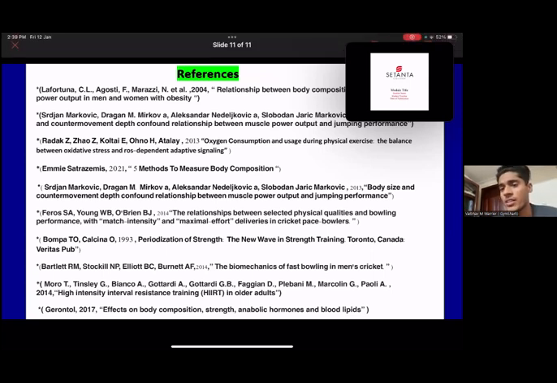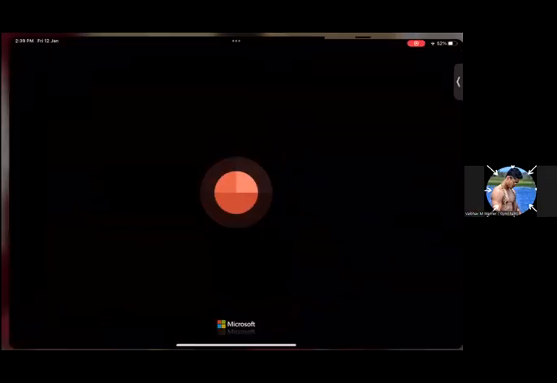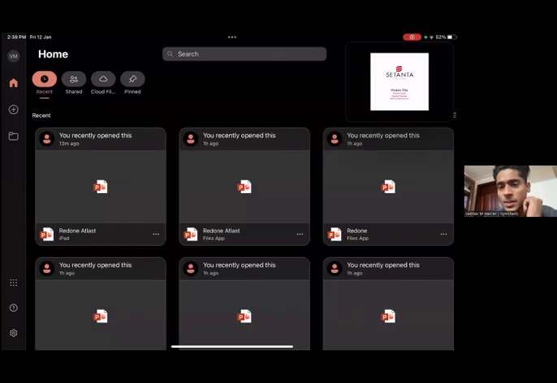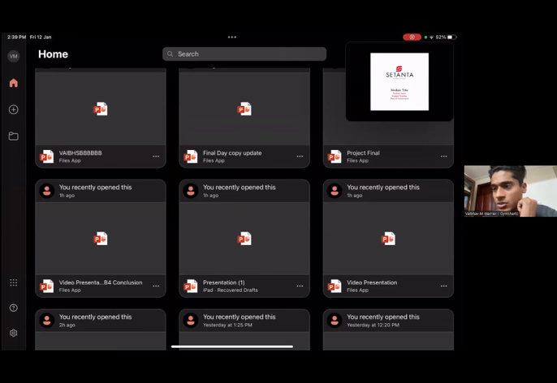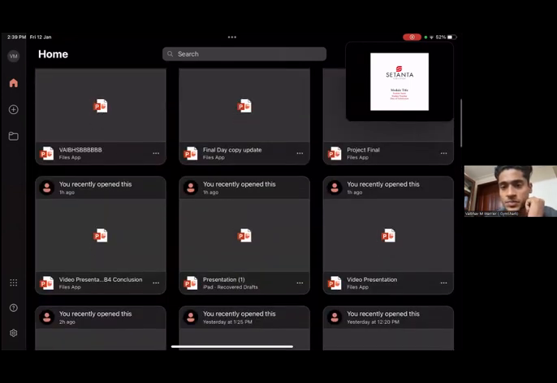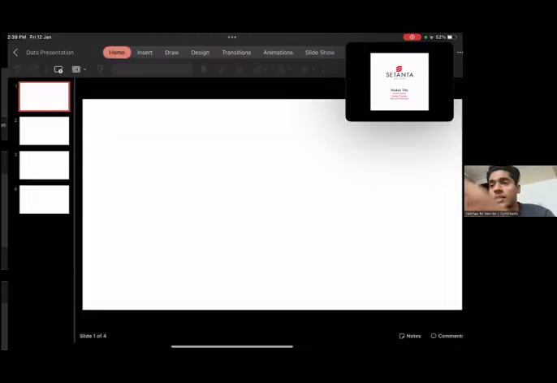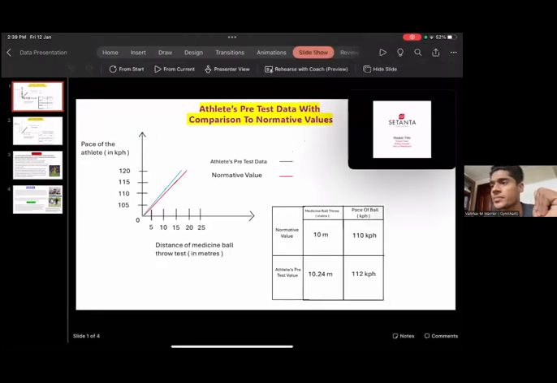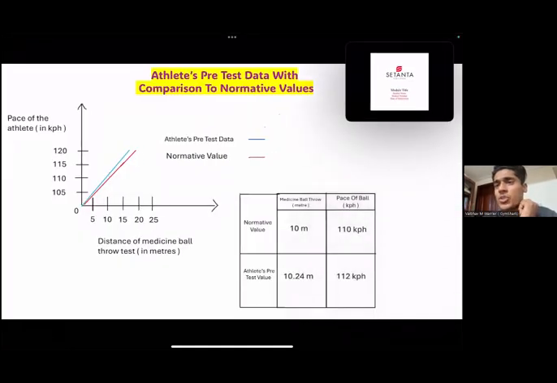Let's take a look at our data presentation as well. In this, we can get a better idea. So, data presentation, the athlete's pre-test data. As you can see, this is comparing to the normative values. So what is a normative value, if you ask me?